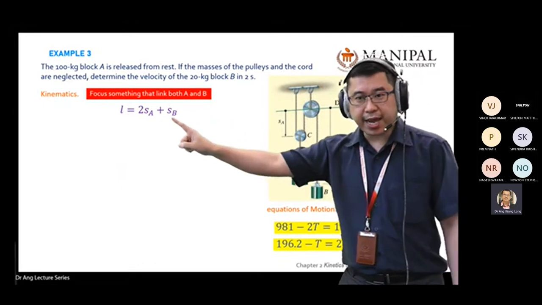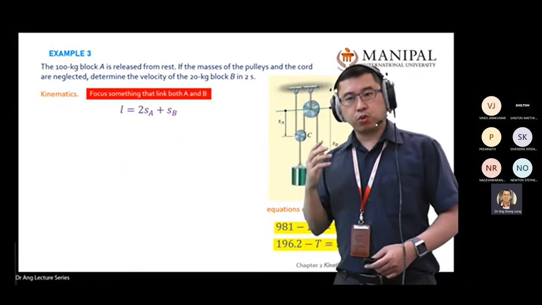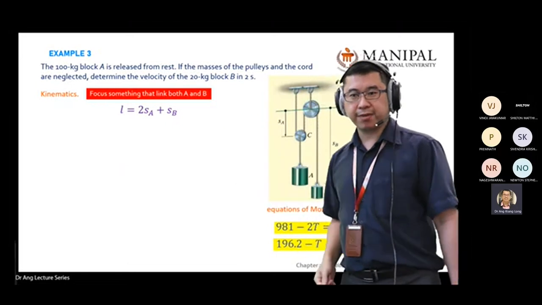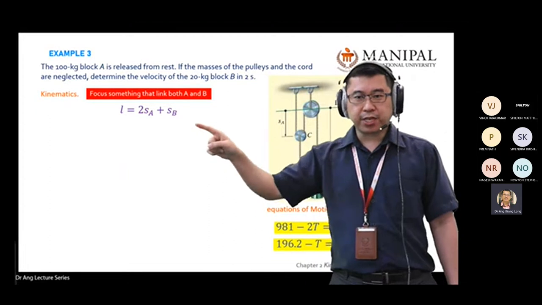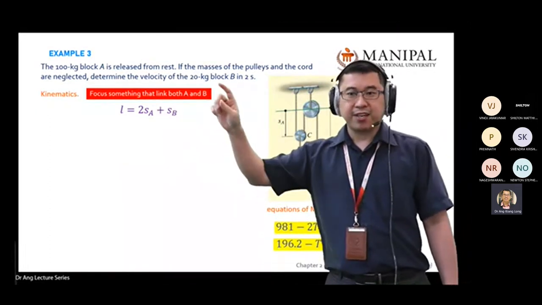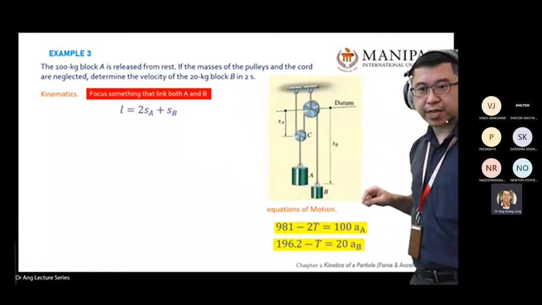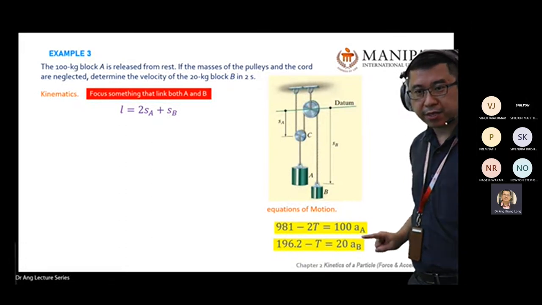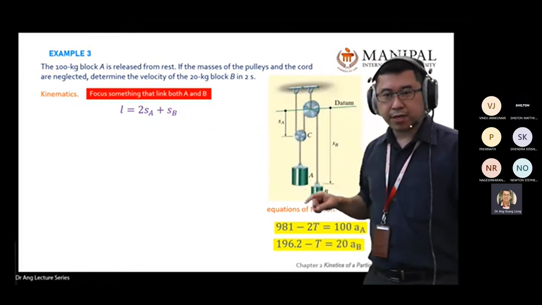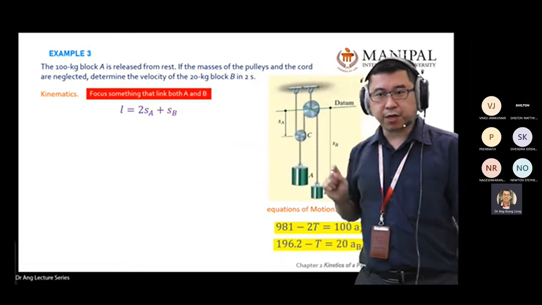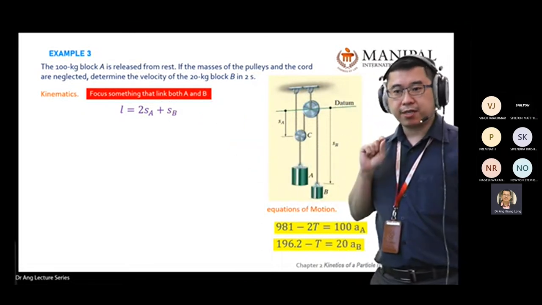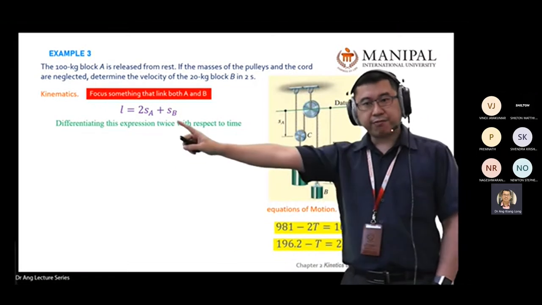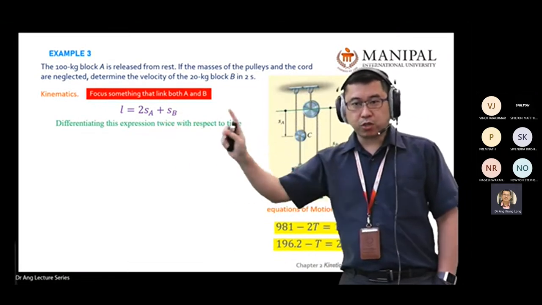And then by using this length of the cable equation, you take the derivative over time, meaning you differentiate this equation two times over t. You differentiate this position over time, you get velocity. Differentiate one more time, you get acceleration. Why do we need to differentiate two times? Because our previous two equations here are in terms of acceleration. So you link the length of the cable and the position of the object with the acceleration by differentiating two times over time. Okay, so I just put a note there. You differentiate over time this equation two times.